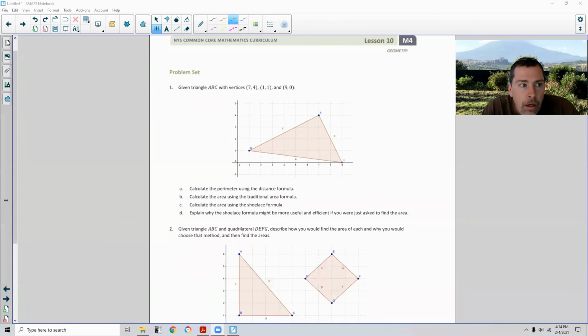Whew. Okay, page 6 brings us to the end of lesson 10. Go to your problem set.